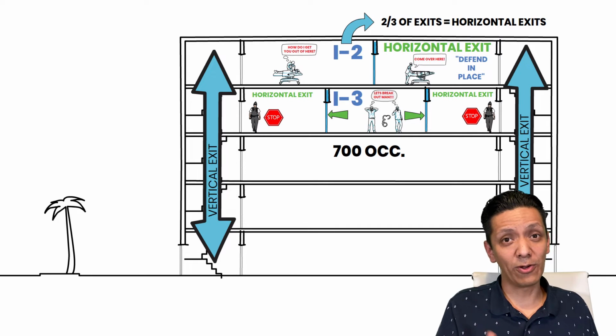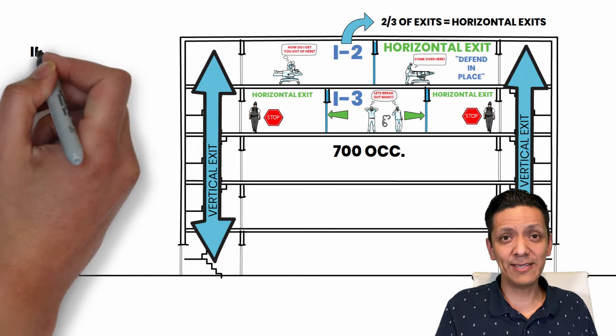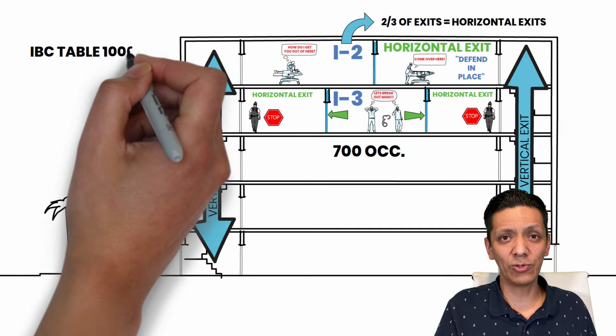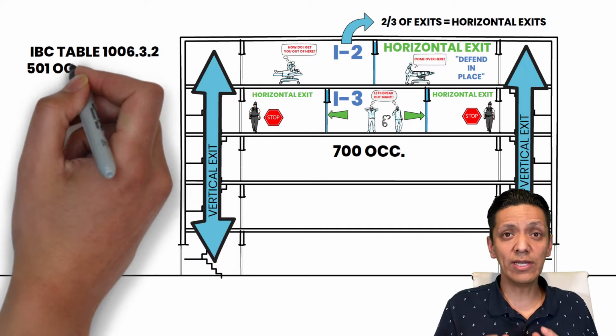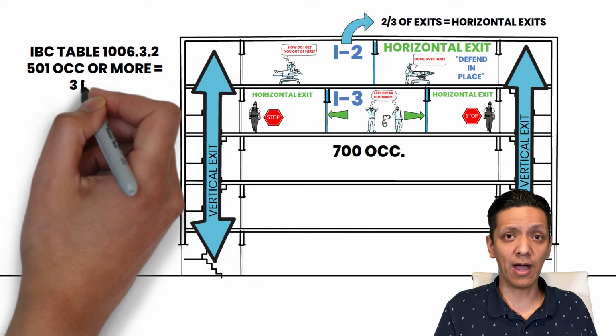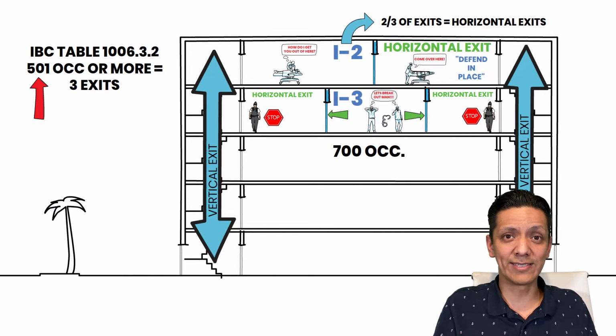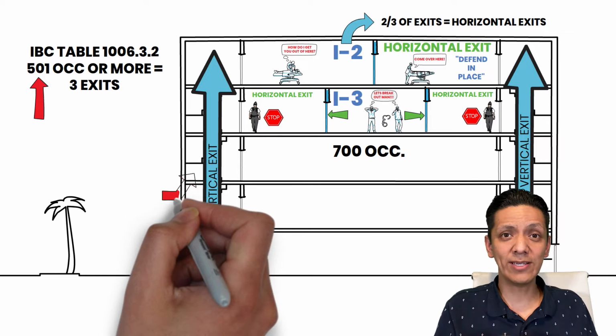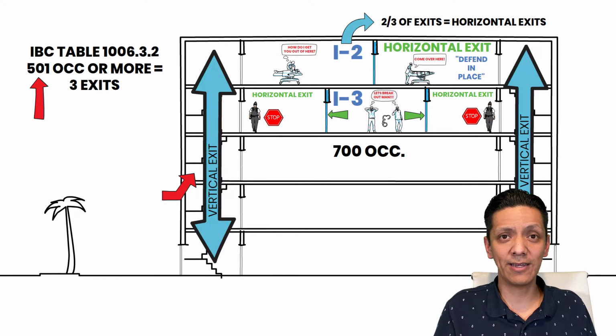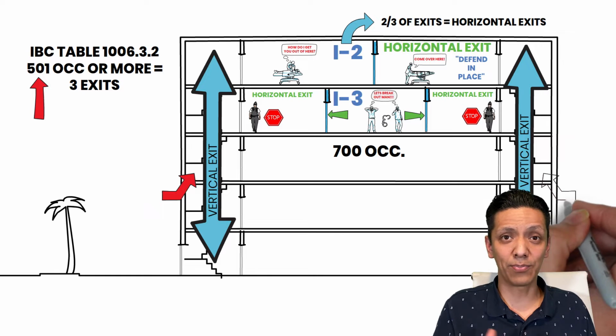Well, you might already know this. IBC table 1006.3.2 tells us that as soon as you reach 501 occupants, you need 3 exits out of a building. And as you can see here, there's only 2 exits. You have a stair on one side and a stair on the other. So that's a problem, right?